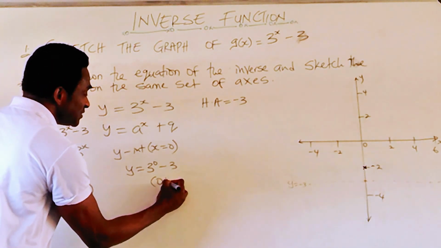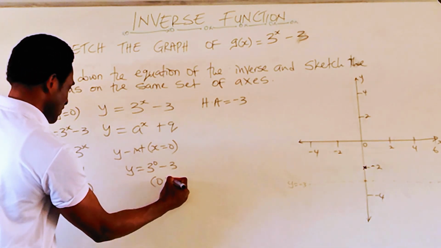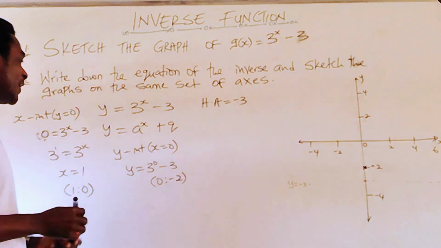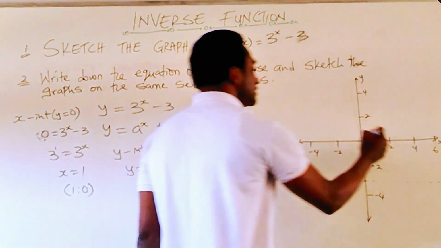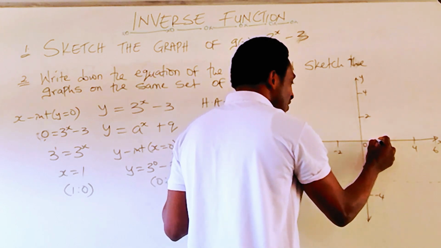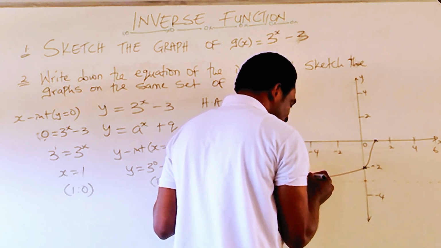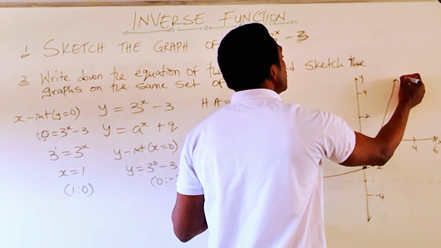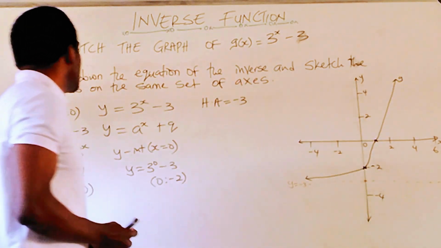Our x-intercept is at (1, 0) and our y-intercept is at (0, -2). So we can have our exponential graph, which is the graph of g.